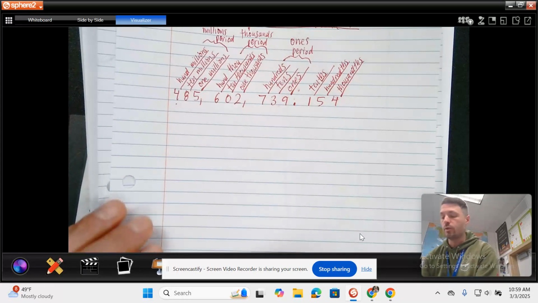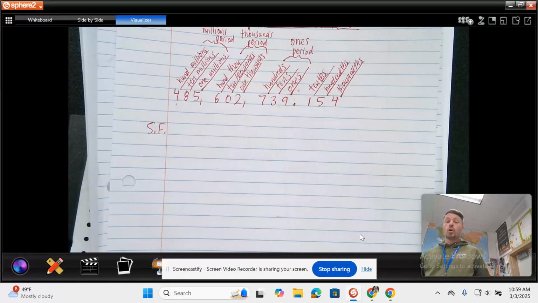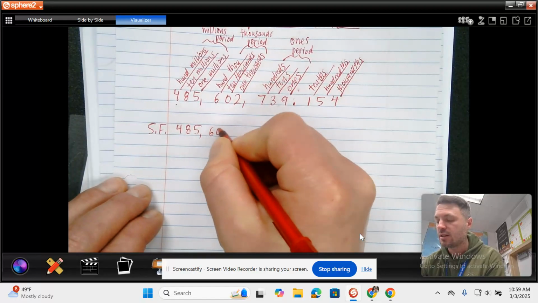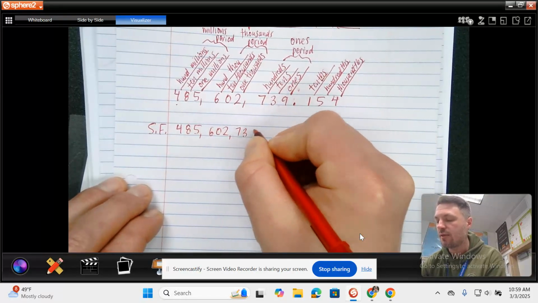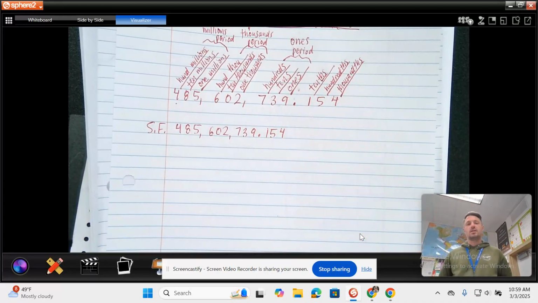Now let's talk about how to take this really big number and write it in standard form, expanded form, and word form. Standard form just means normal form, just the normal way of writing a number with digits. So to write this number in standard form, we write it the way that we already wrote it, 485,602,739 and 154 thousandths.